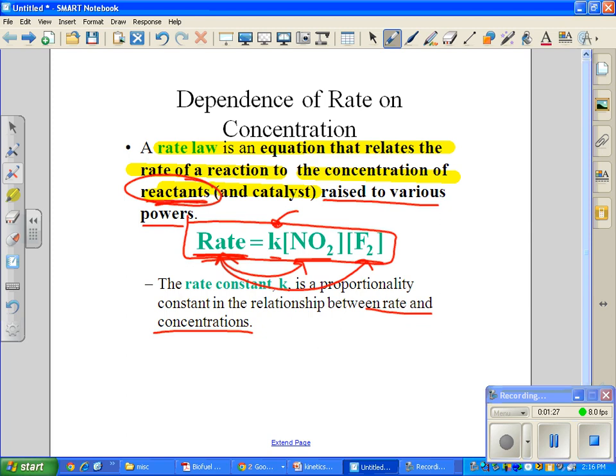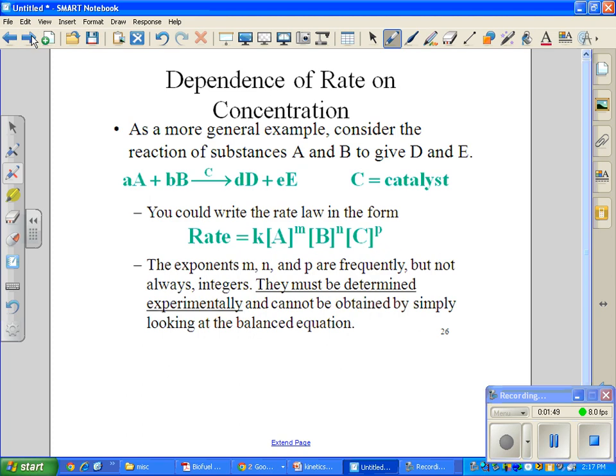The key thing is these will have exponents which help determine the mathematical relationship between the concentration and the rate. That's the key thing that you need to know. k is a proportionality constant that is the relationship between rate and concentration. That's the biggest thing you need to know from the video today. When we write it out, rate is written on the left-hand side, and k is the constant. We just write k for right now.